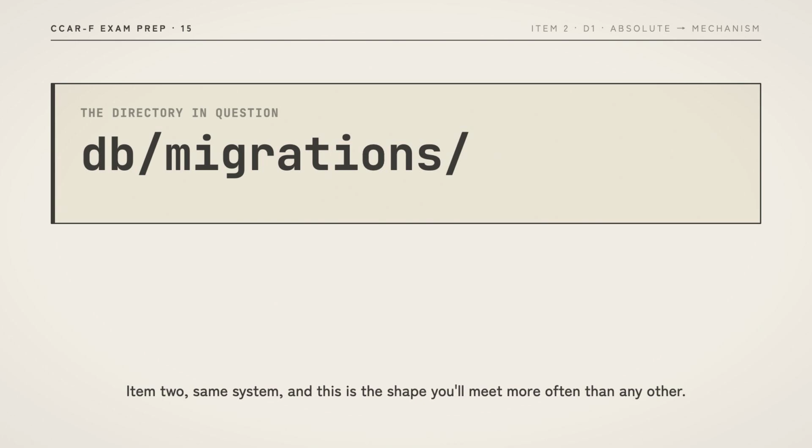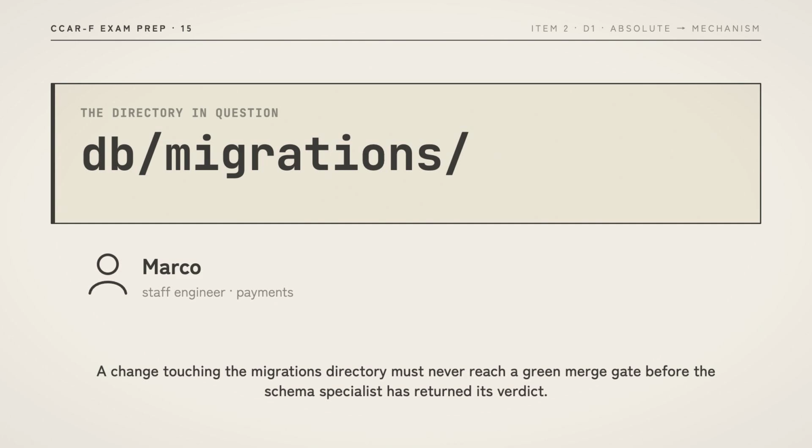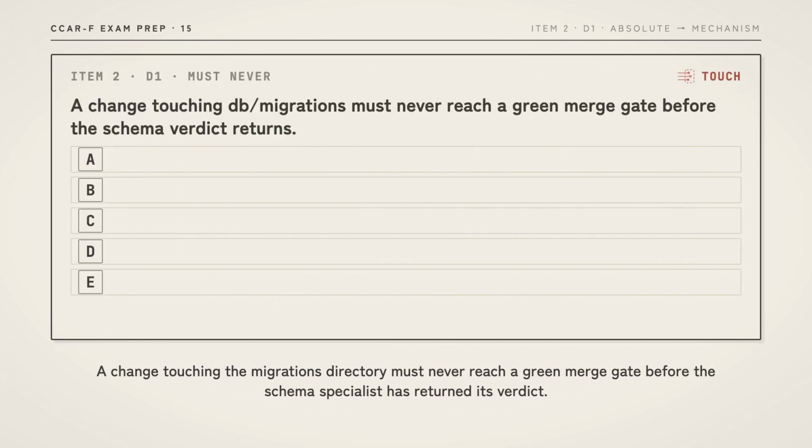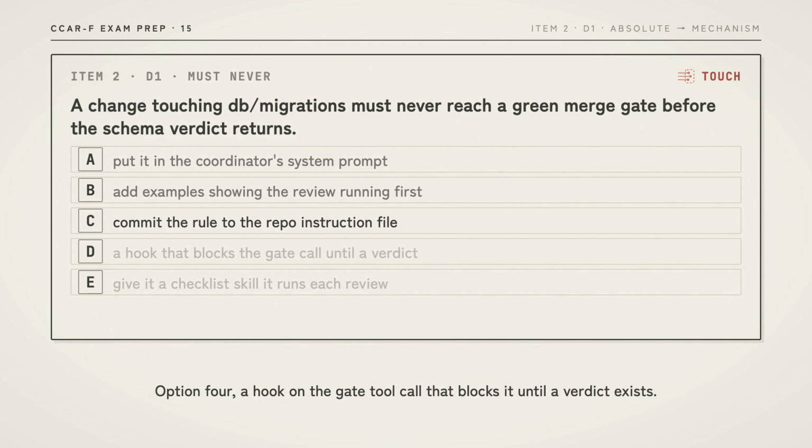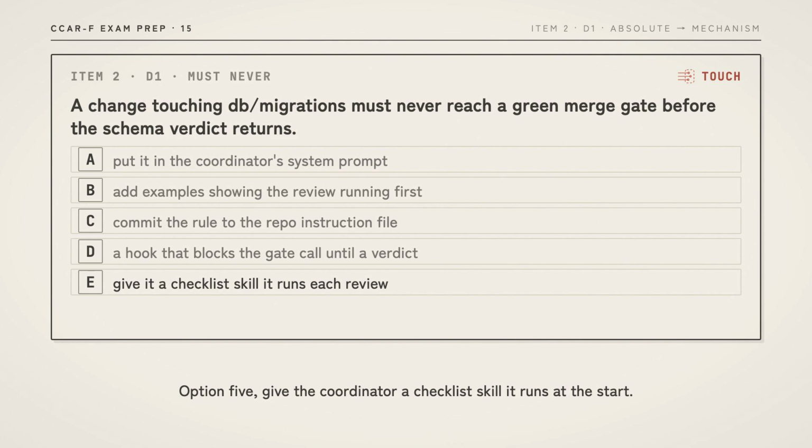Item 2, same system, and this is the shape you'll meet more often than any other. A change touching the migrations directory must never reach a green merge gate before the schema specialist has returned its verdict. Option 1, say in the system prompt that schema review comes first. Option 2, add examples showing schema review before the gate. Option 3, put the ordering rule in the file committed to the repo. Option 4, a hook on the gate tool call that blocks it until a verdict exists. Option 5, give the coordinator a checklist skill it runs at the start.